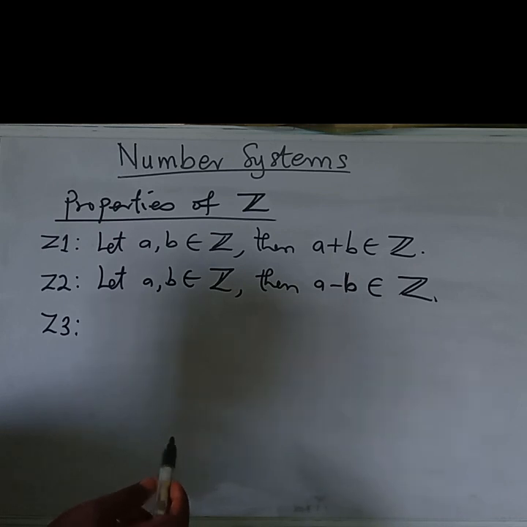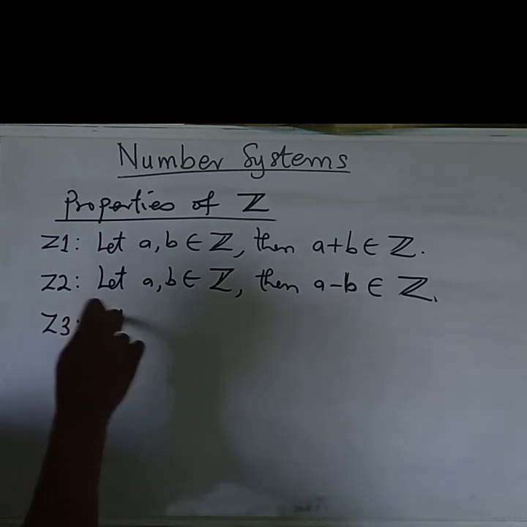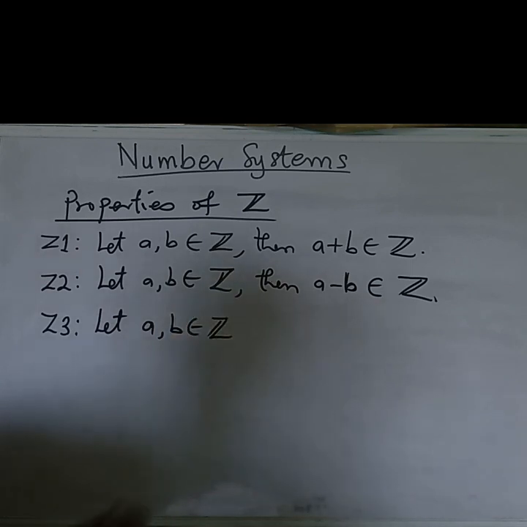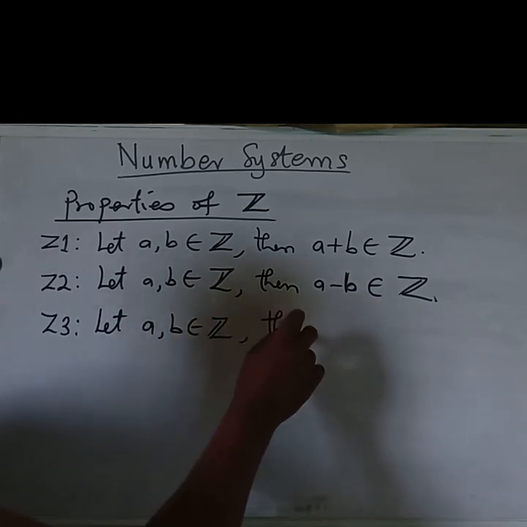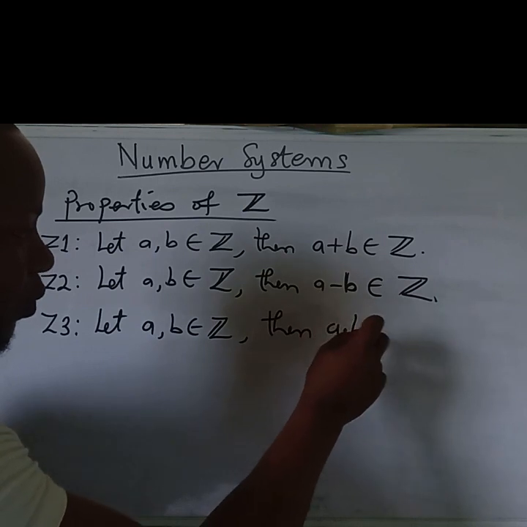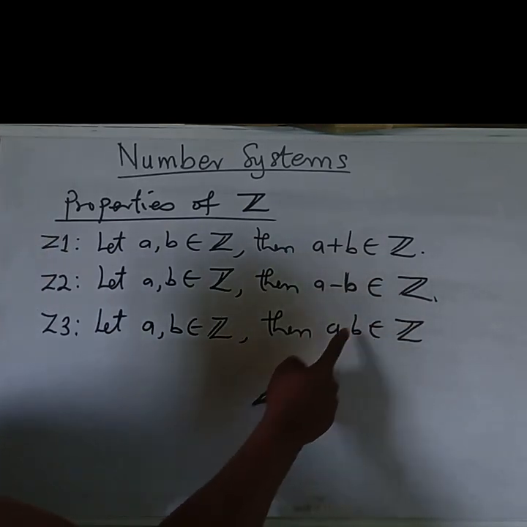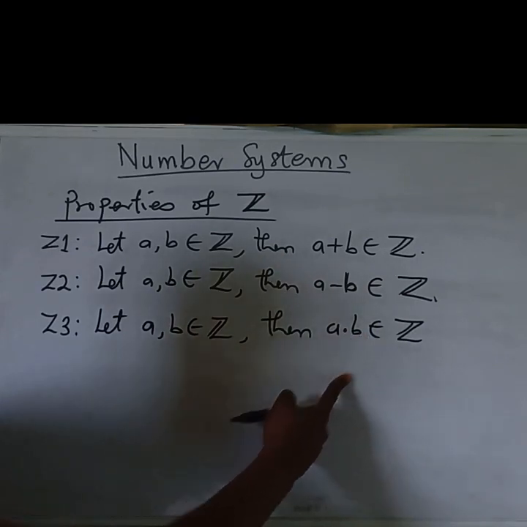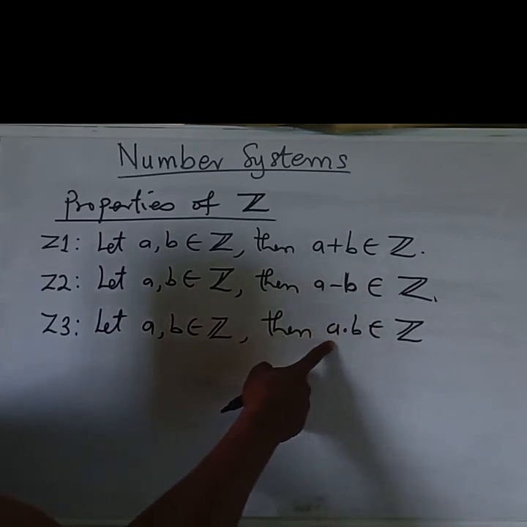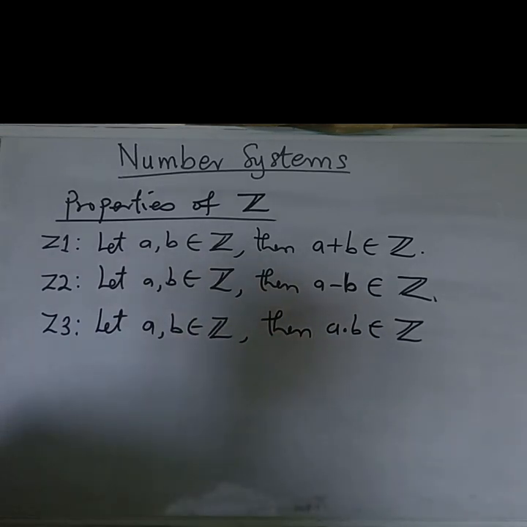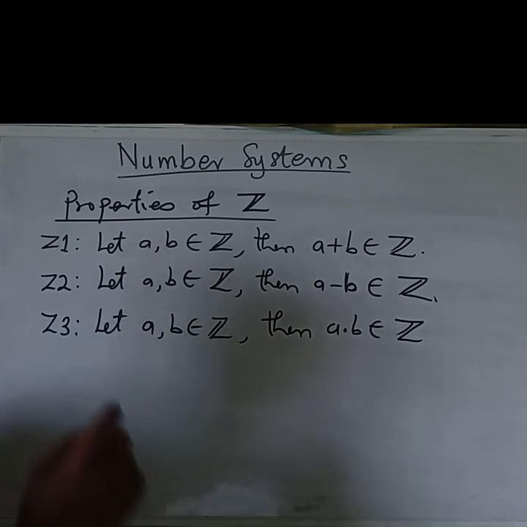Then we'll go for multiplication. If you consider any two numbers there, this operation also holds, and the result is an integer number: a multiplied by b is an integer number. This means the set is also closed under multiplication. But we will observe that division can't hold there.